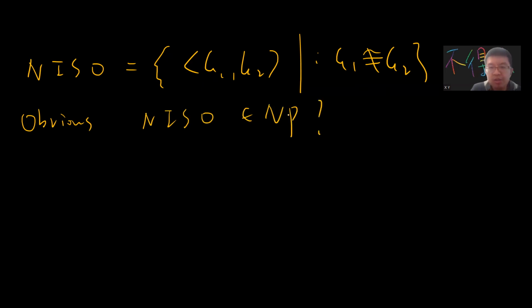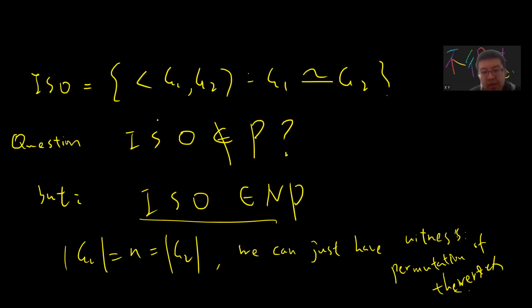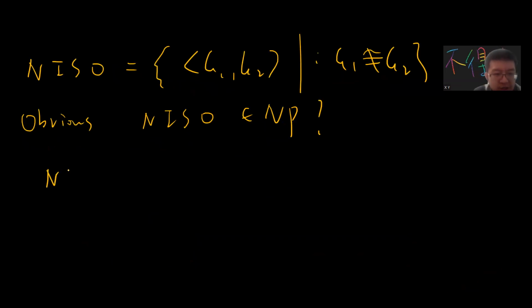Because it is very difficult: if someone wants to prove that two graphs are non-isomorphic, they cannot give you a simple witness. Maybe they need to tell you that no permutation can make G1 and G2 the same. So non-graph isomorphism looks much more difficult than the graph isomorphism problem. But the interesting thing is that non-ISO has a very simple interactive proof.